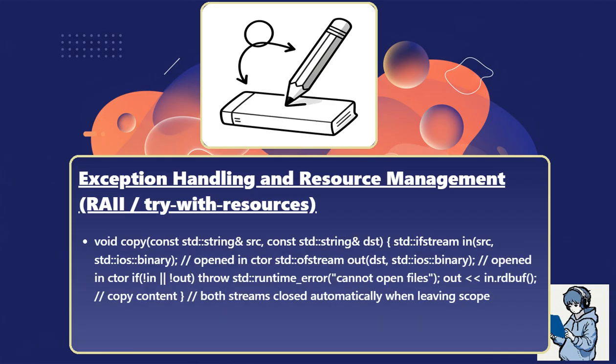Function copy takes source string and destination string, opens an input file stream with source in binary mode, opens an output file stream with destination in binary mode. If either input or output is not good, throw runtime error, "cannot open files". Copy contents by streaming the input buffer to the output. Both streams are closed automatically when leaving scope.